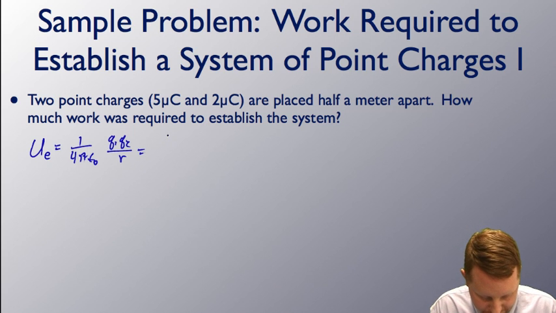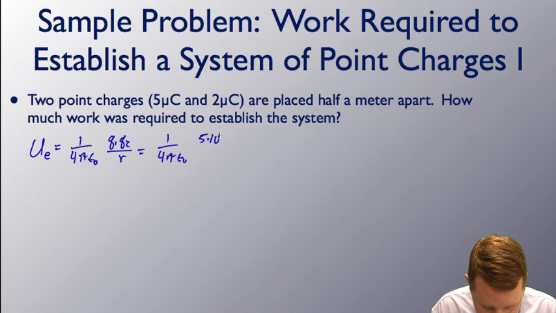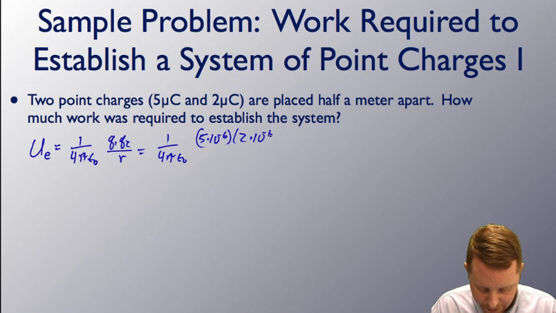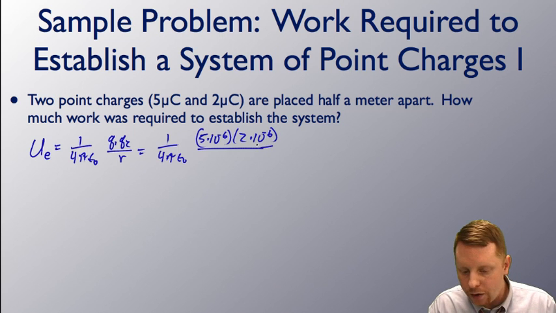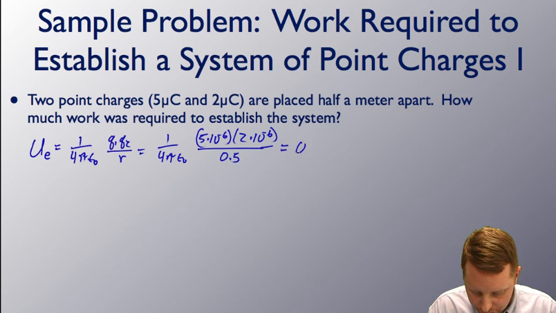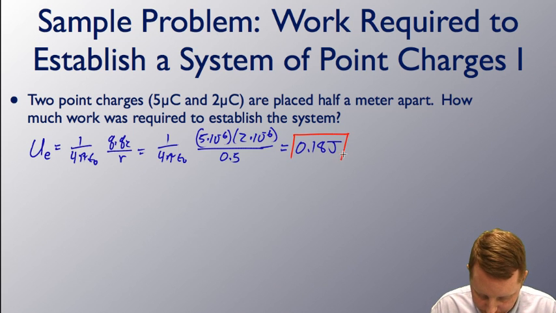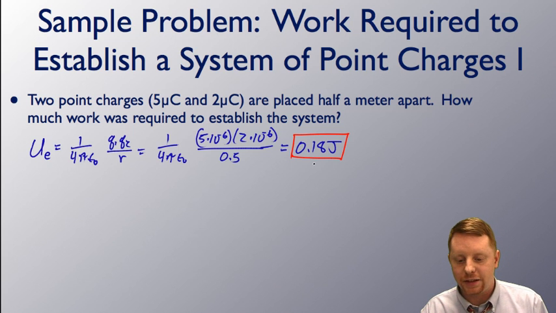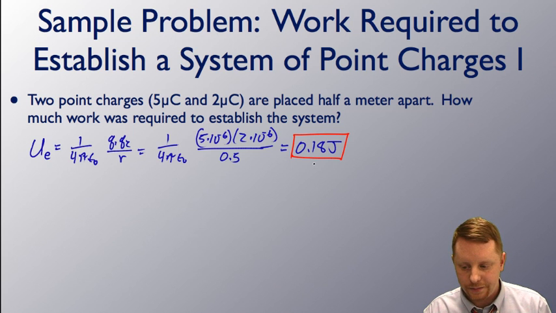So in this case, that's going to be 1/4 pi epsilon 0 times Q1, which is 5 times 10 to the minus 6 coulombs, times Q2, which is 2 times 10 to the minus 6 coulombs, all divided by the distance between them, 0.5 meters, or 0.18 joules must have been required in order to establish that system, to get those charges in place.